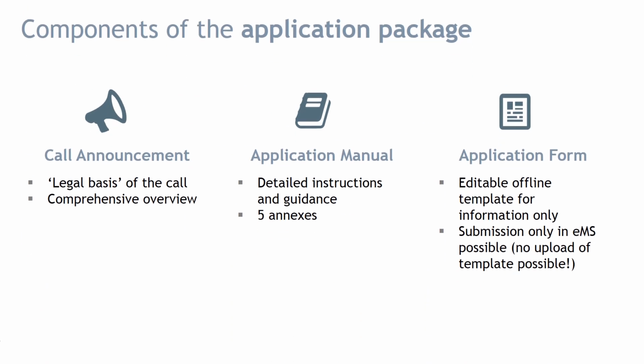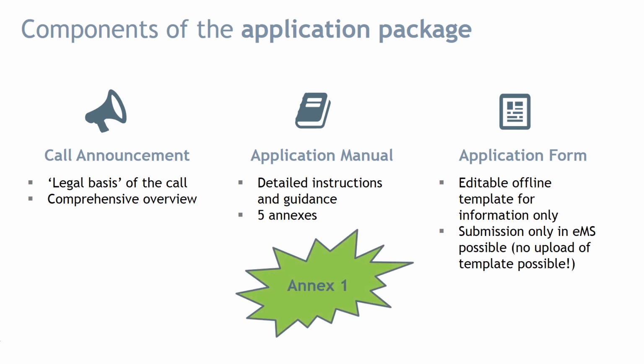Let's have a look at the components of the application package. There's the call announcement, which provides the legal basis of the call and a comprehensive overview. Then we also have the application manual with detailed instructions and guidance. In the 5 annexes, you will find valuable information on finances and content. Especially Annex 1 is worth a read because there you will find the thematic framework for applying in a certain topic. Part of the application package is also the application form. You will find an offline template for your information only. Please do not forget that the submission of applications is only possible in the electronic monitoring system EMS.